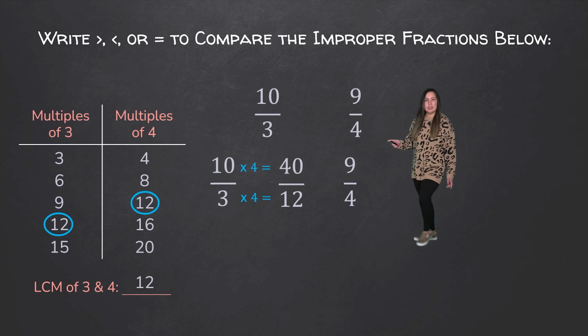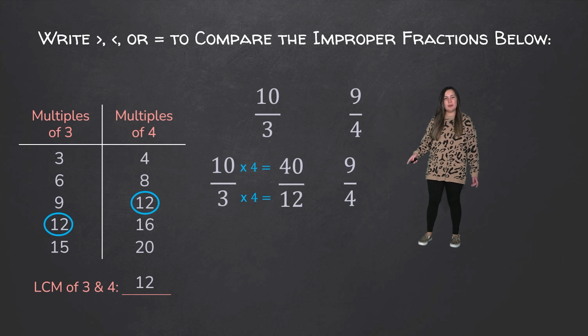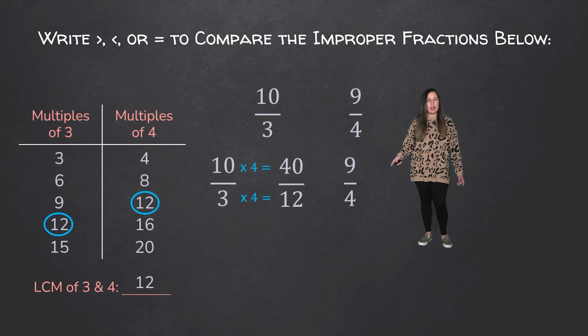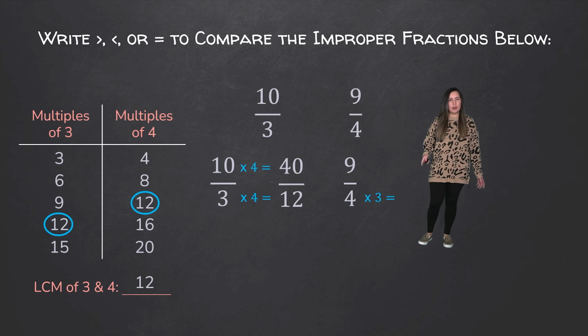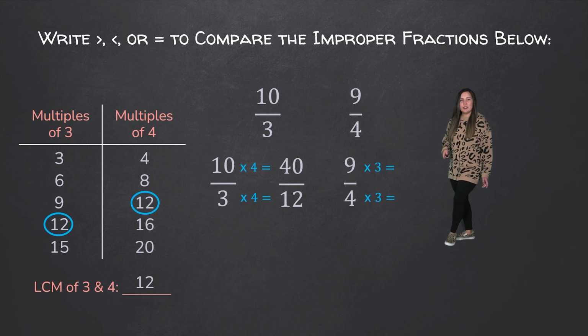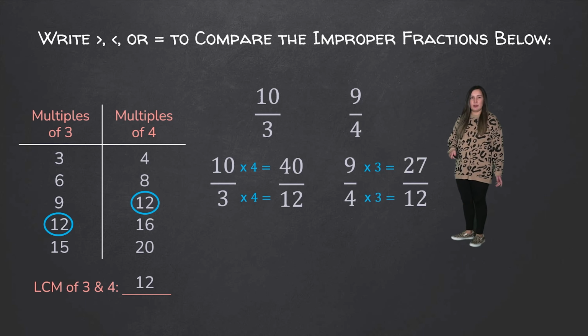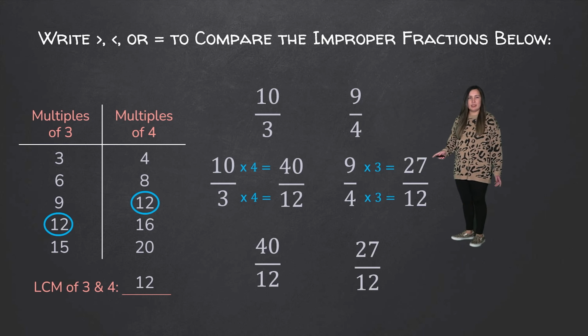And then we're going to take our fraction 9 over 4 and multiply our denominator 4 times 3 in order to get a denominator of 12. Whatever we do to the denominator, we do to the numerator. So 9 times 3 is equal to 27. 4 times 3 is equal to 12.